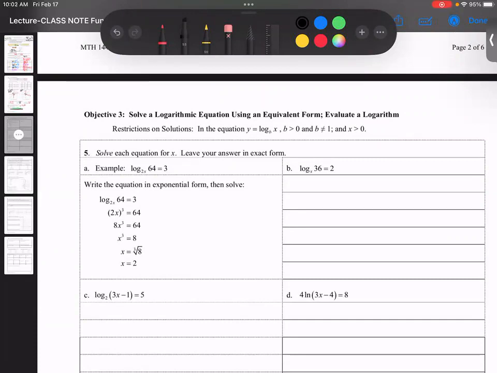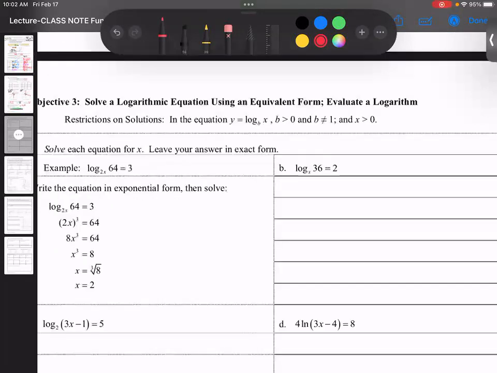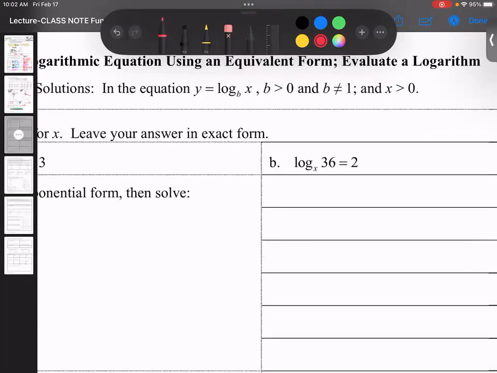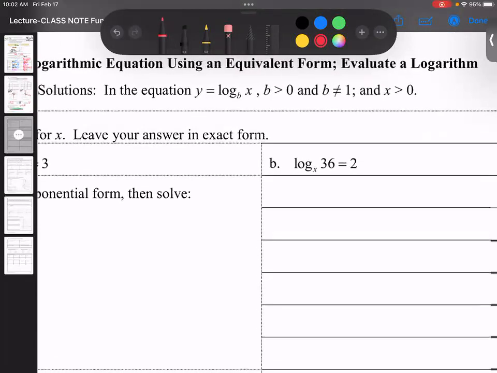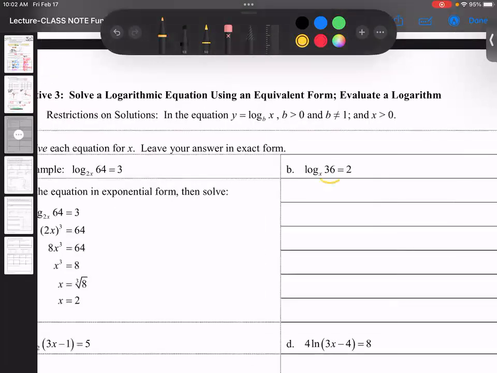All right, let's solve the log equation. It's hard to solve a log equation, but I know how to solve an exponential function, right? So I'm going to transform that equation to an exponential function. Do you remember how we transform that? Using the tornado arrow, right? So x to the second equals 36.